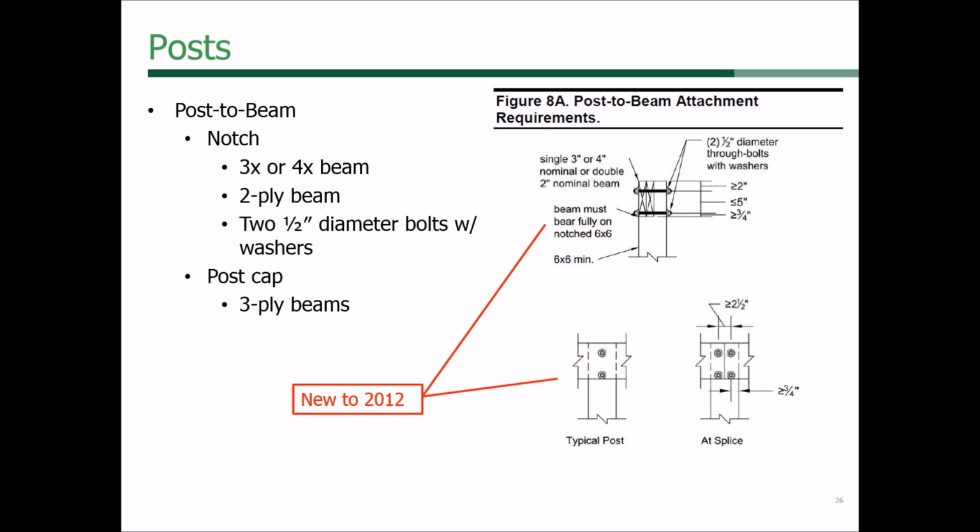If you do a 3-ply beam, you're probably going to go over a 6x6 in size. You're going to be cutting too much meat out of that 6x6. So we recommend a post cap in that situation.